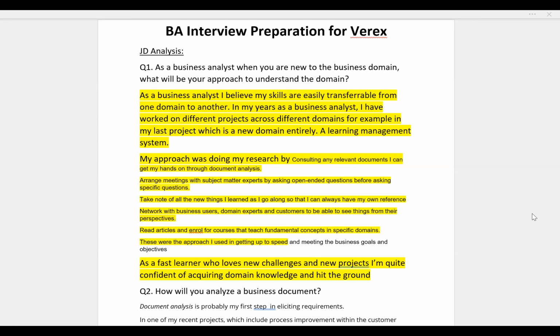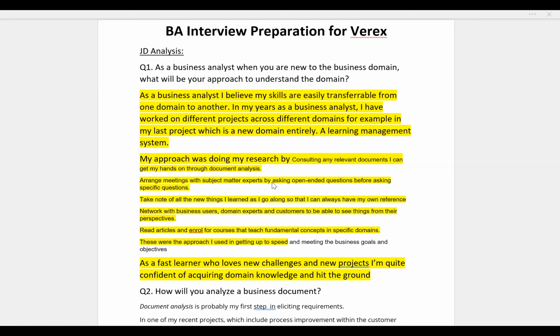Okay, let me read out what you have written. As a business analyst, I believe my skills are easily transferable from one domain to another. In my years as a business analyst, I have worked on different projects across different domains. For example, in my last project, which is a new domain entirely, a learning management system, my approach was doing my research by consulting any relevant documents I can get my hands on through document analysis, arrange meetings with subject matter experts by asking open-ended questions before asking specific questions. Take note of all the new things I learned as I go along so that I can always have my own reference. Network with business users, domain experts, and customers to be able to see things from their perspective. Very good. Read articles and enroll for courses that teach fundamental concepts in specific domains.